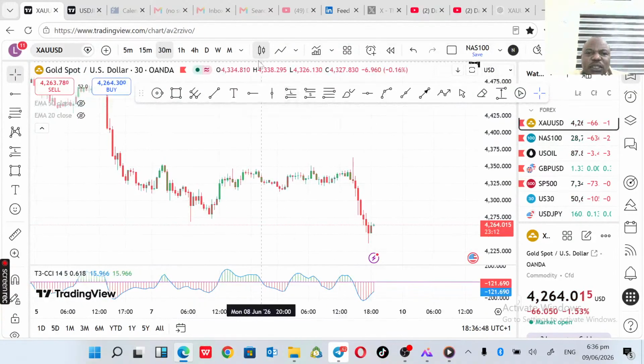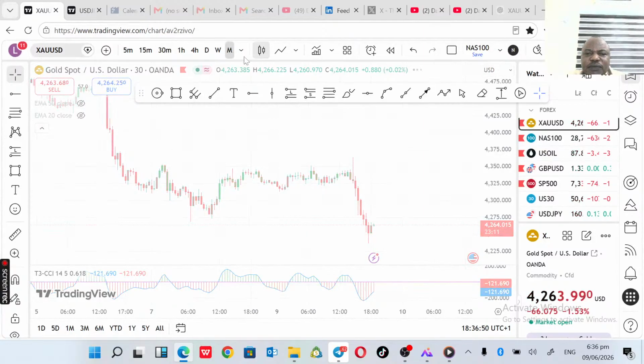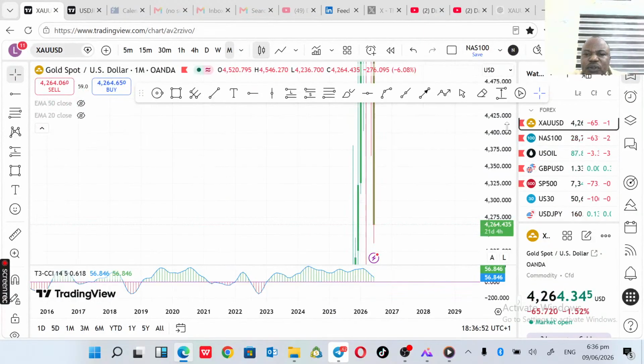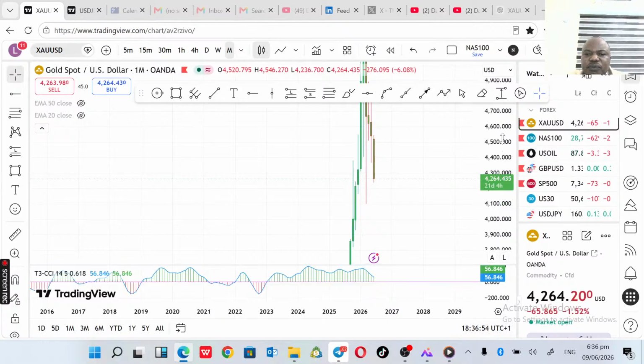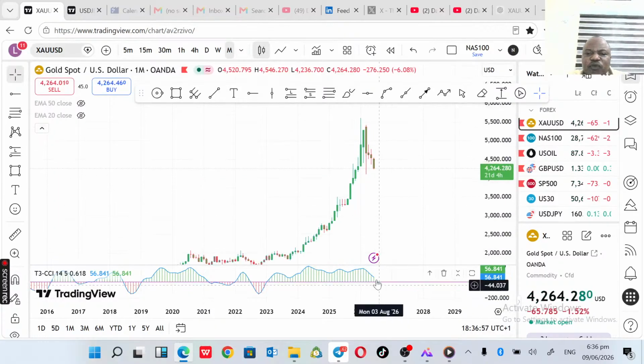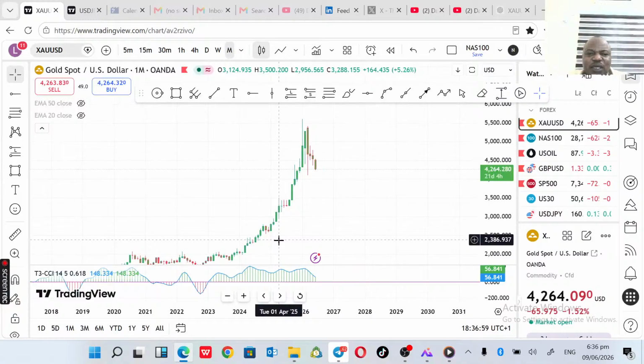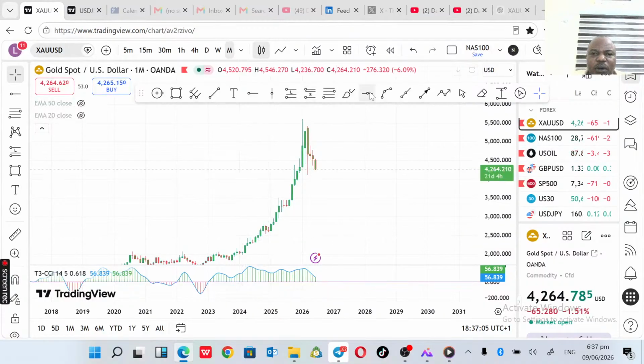We're going to start with monthly. So for what we have monthly, the market is actually retracing as we have NFP for Friday. So we're going to mark our resistance.